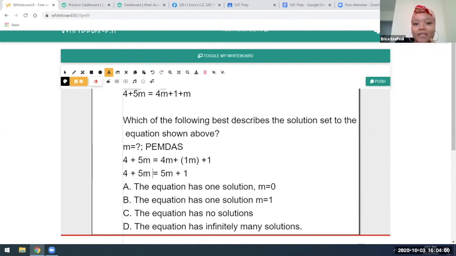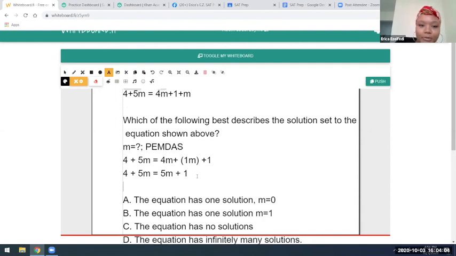So 4 plus 5m equals 5m plus 1. I'm going to rewrite this so it's in the same order. I'm going to put the variables first and then the numbers, the constants. So the variables, again, the letters, 5m plus 4. So that's the same as 4 plus 5m, it's the same value. And then 5m plus 1. So it's in the same order.